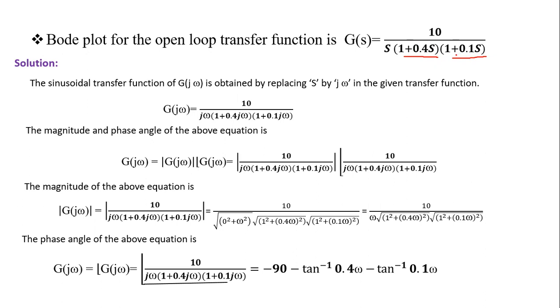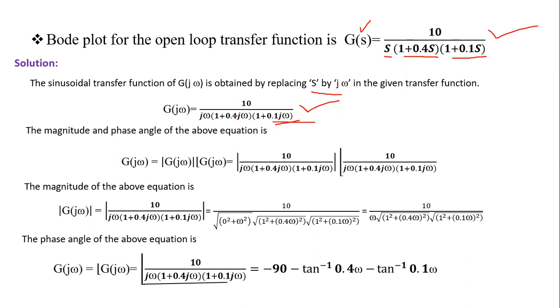So now directly by substituting s equal to j omega, we need to convert the given s domain transfer function into a sinusoidal transfer function. This is the G(s) transfer function that we call an s domain transfer function. That one we need to convert into a sinusoidal transfer function by substituting s with j omega. So if we substitute s equal to j omega, then G(j omega) = 10 / (j omega (1 + 0.4 j omega)(1 + 0.1 j omega)). This is the sinusoidal transfer function.